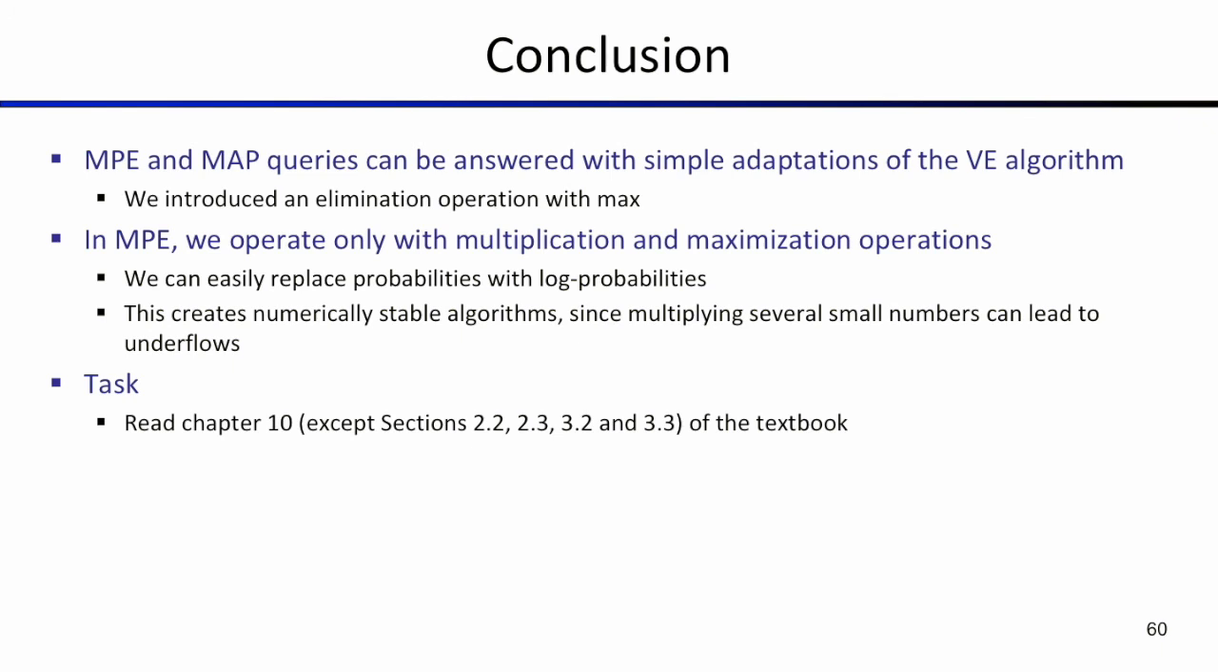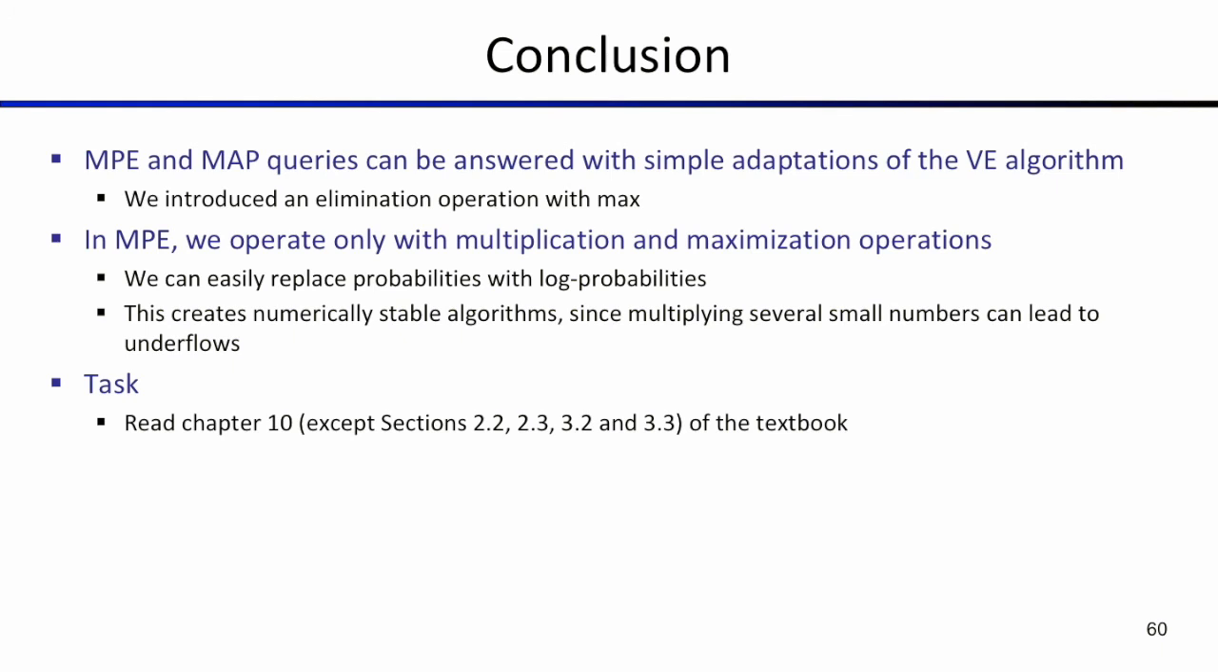But in the case of MPE, that only relies on multiplication and maximizations, we can easily work with log probabilities. In this case, the multiplication becomes a summation, and the maximization continues to be a maximization because larger probabilities lead to larger log probabilities. That is not the case for MAP because MAP requires summing out variables.